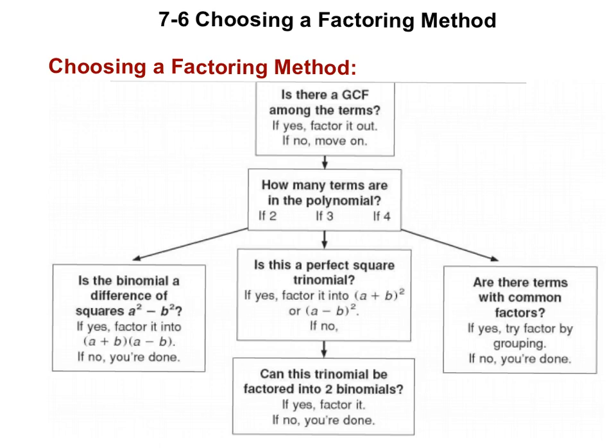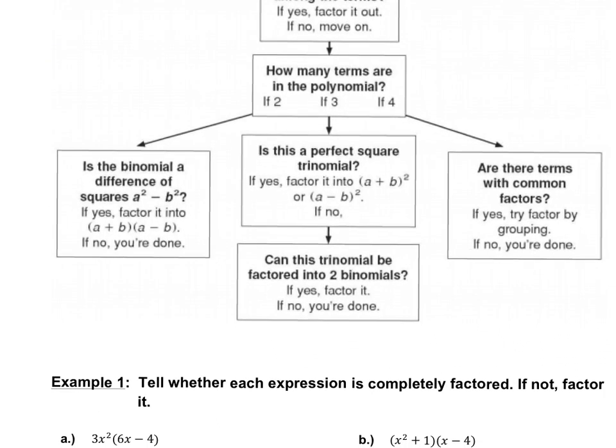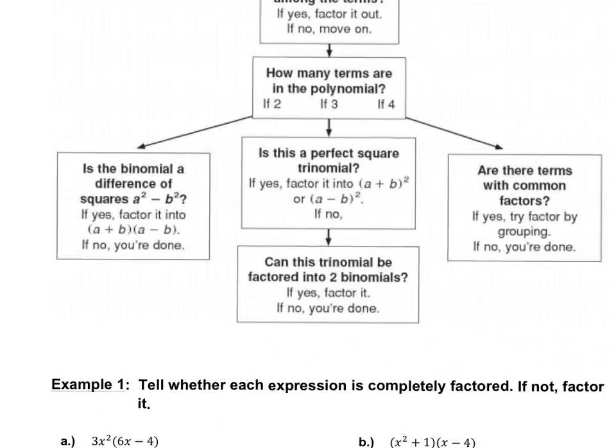As you can see, if there are 2 terms, you're going to see if there's a difference of 2 squares. If there are 3 terms, you want to see if it's a perfect square trinomial. If not, you would move on and see if it can be factored into 2 binomials.